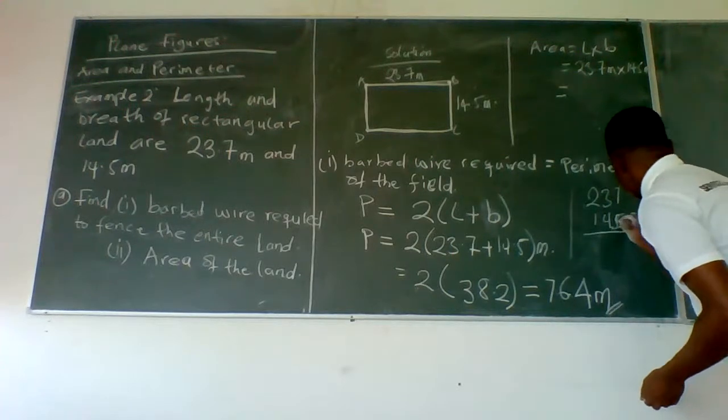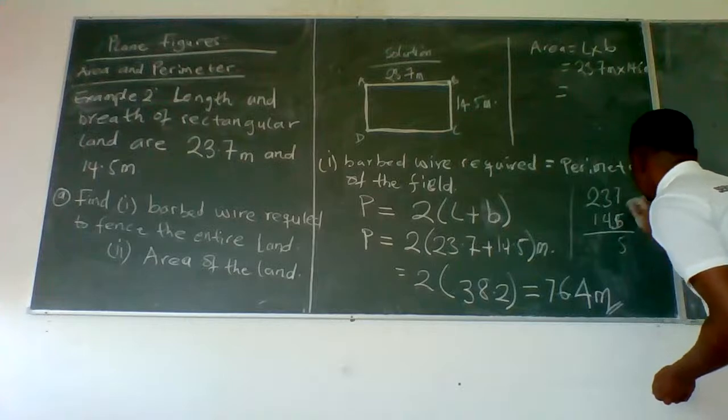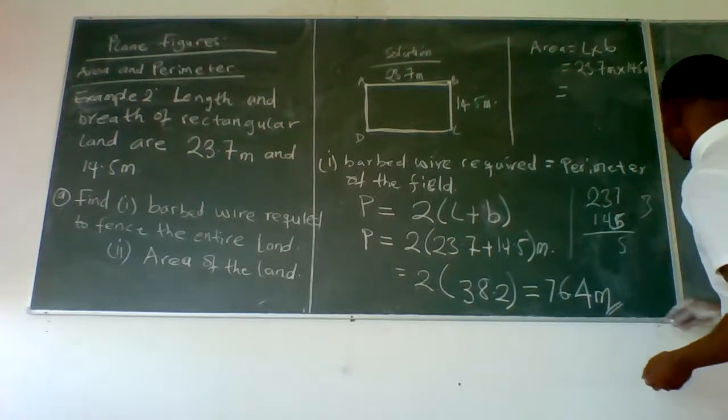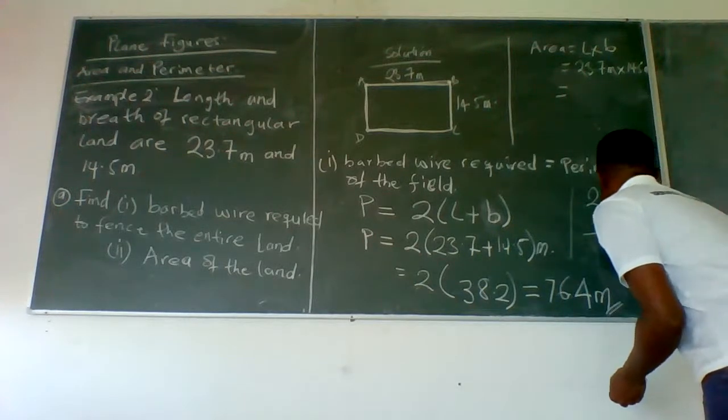5 times 7 is 35, carry 3. 5 times 3 is 15, plus 3 is 18, and 1.